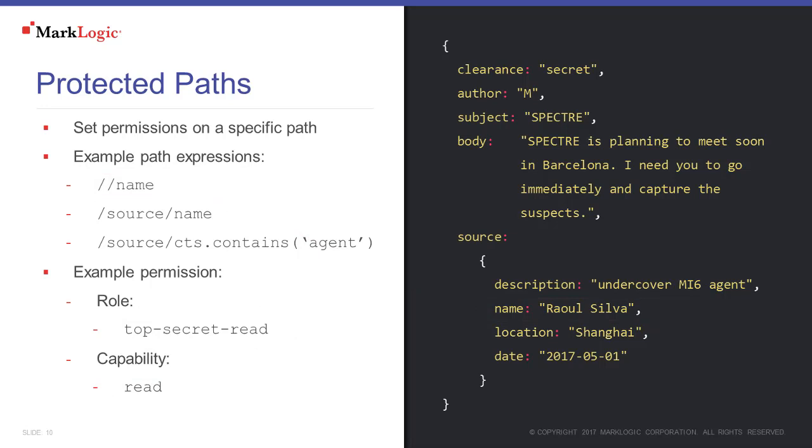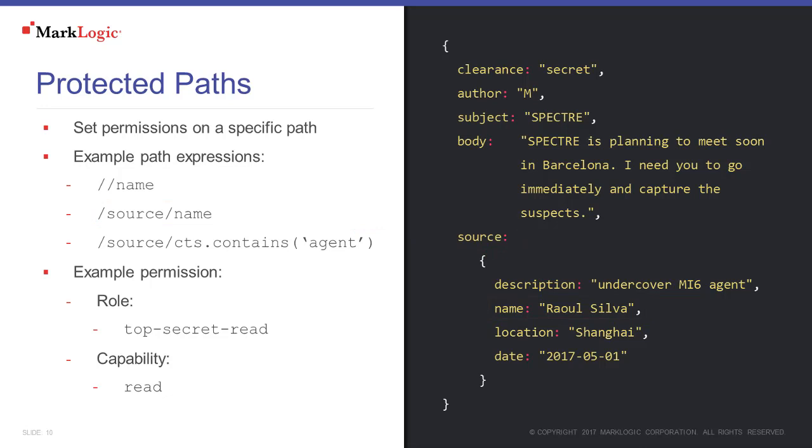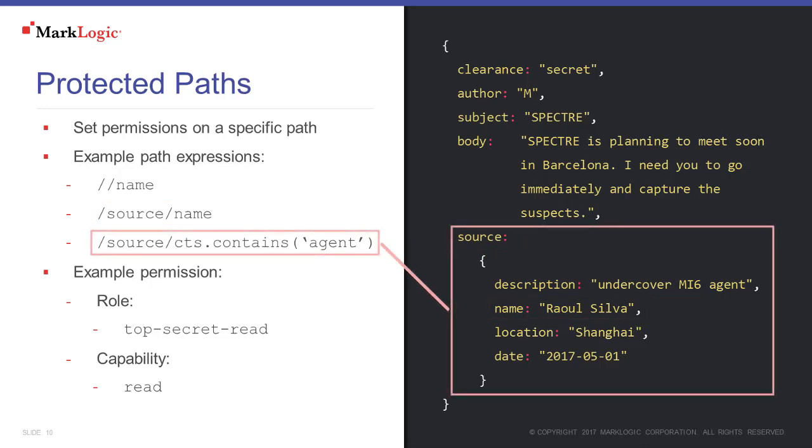This would automatically exclude any users who do not have the top secret read role from being able to read the name property. Or you could be a little more selective with your path expression. In the second example, you would only be selecting name properties that are children of source properties. Or in the third example, you are selecting source properties where the word agent is present in the source property itself or any of its children.